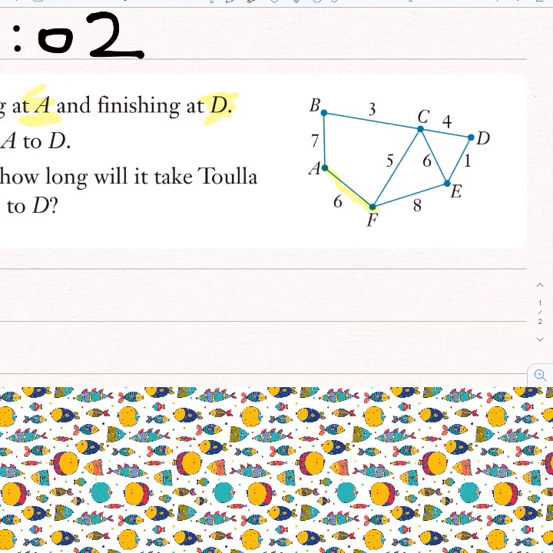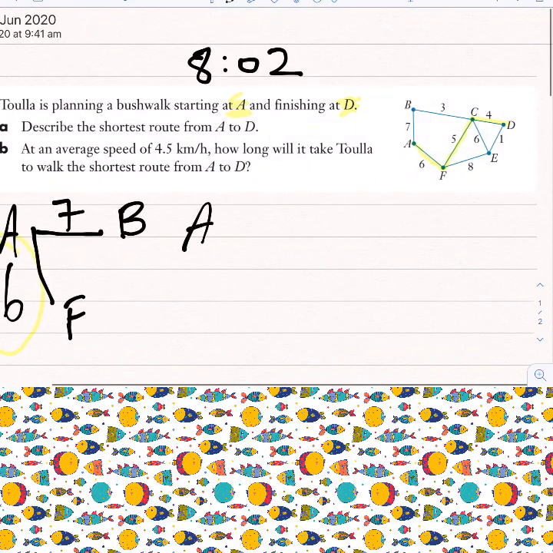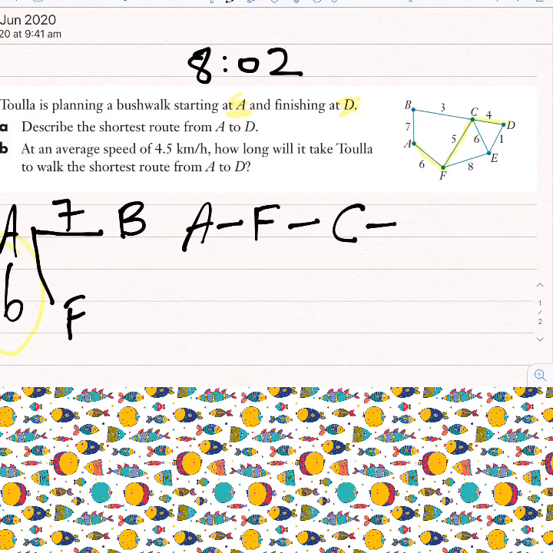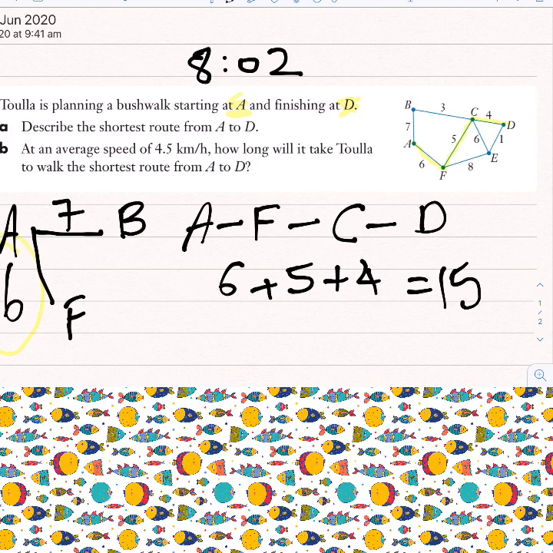And then you've got the option of going 5 or 8. So I'm going to choose 5. And then you've got the option of going 6 or 4. I'm going to choose 4. So there's my route. It's going to be A to F to C to D. Correct? So it's 6 plus 5 plus 4, which is going to give me 9 plus 6, which is exactly 15.